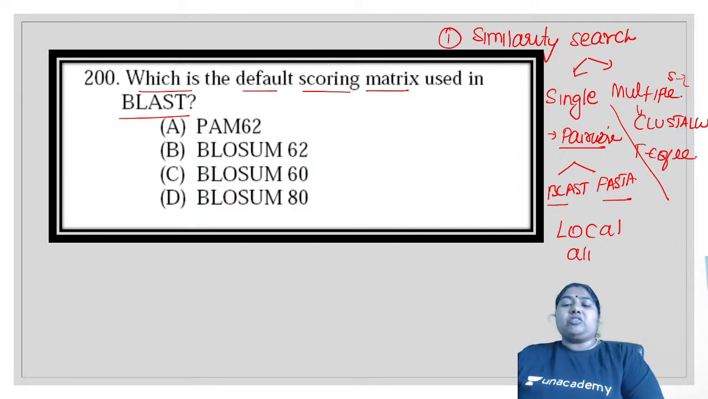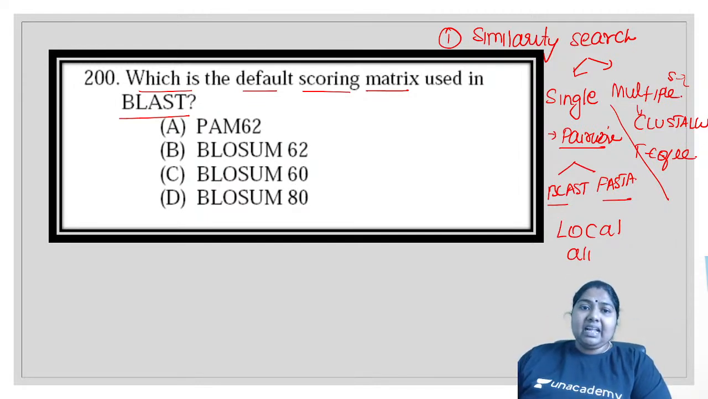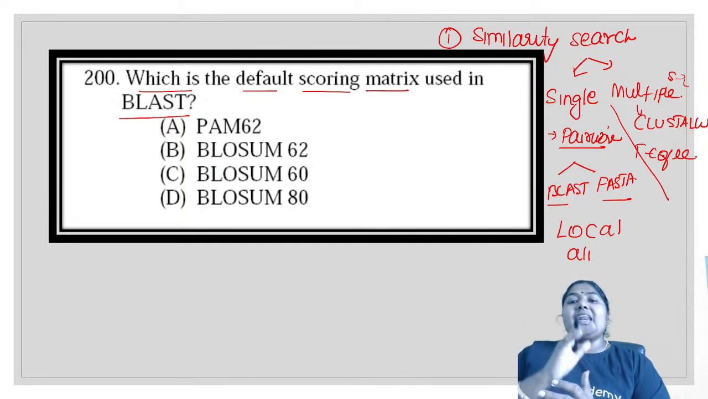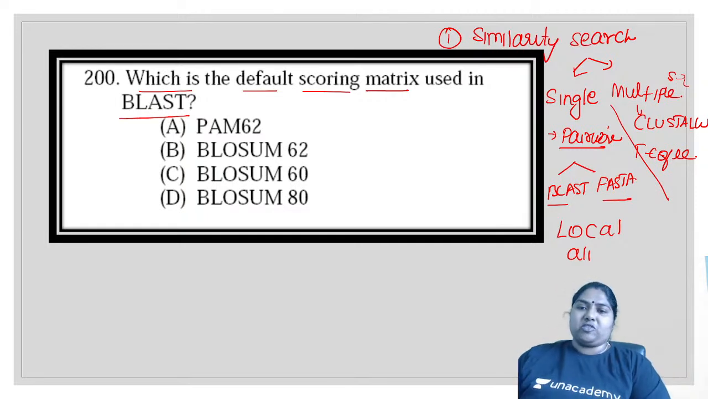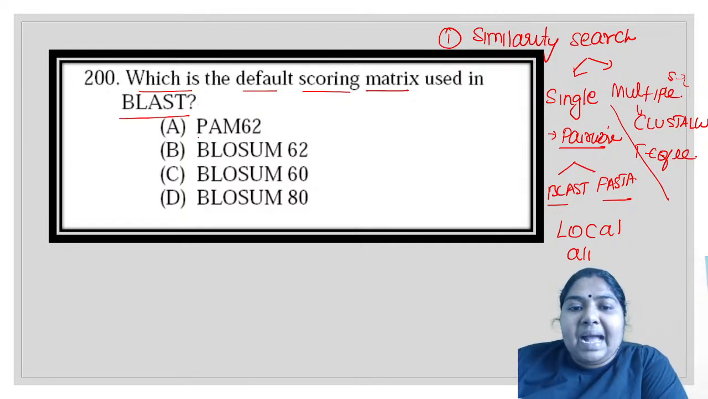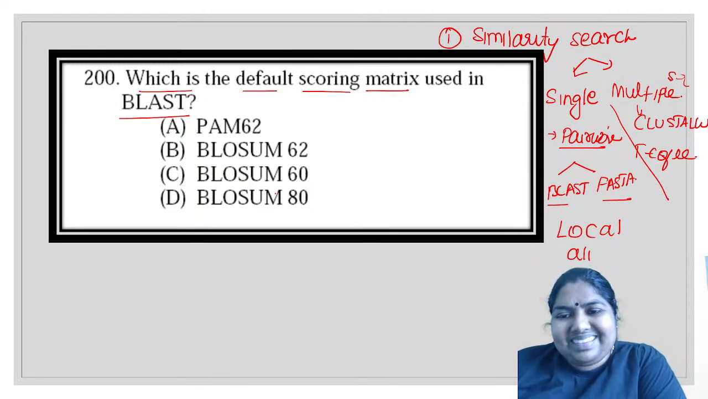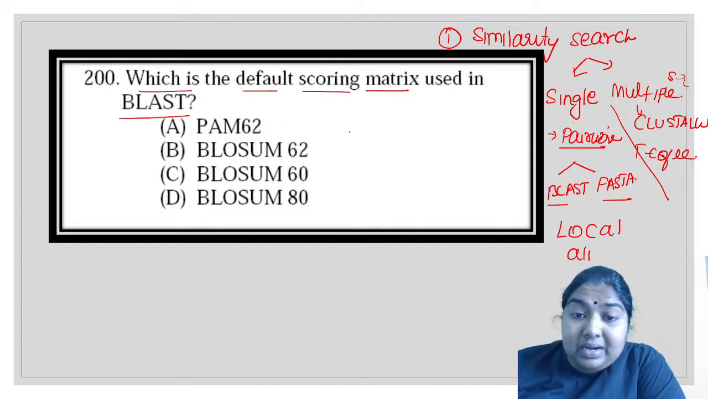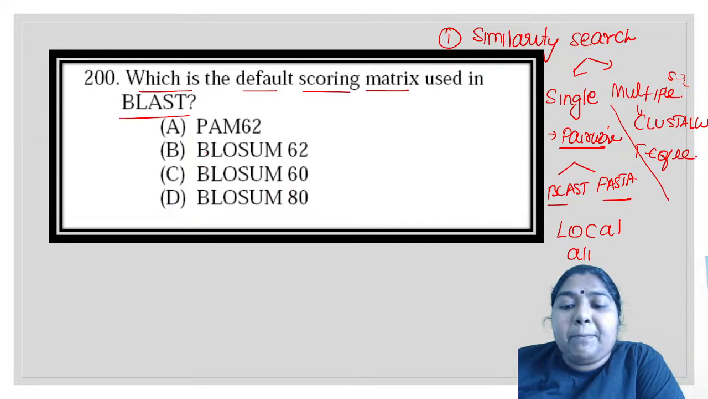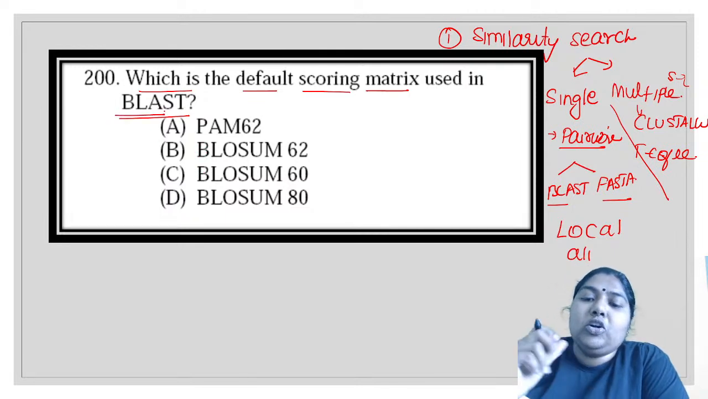Now coming back to this question. In this question, they are asking what the scoring matrix is. Scoring matrix means the algorithm. So what is the scoring matrix that is being used in BLAST? Number 1, is it PAM 62? Number 2, BLOSUM 62, BLOSUM 60, BLOSUM 80. These are all algorithms. But among them, which one does BLAST work with?